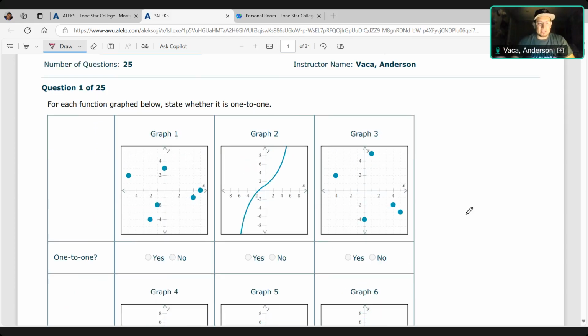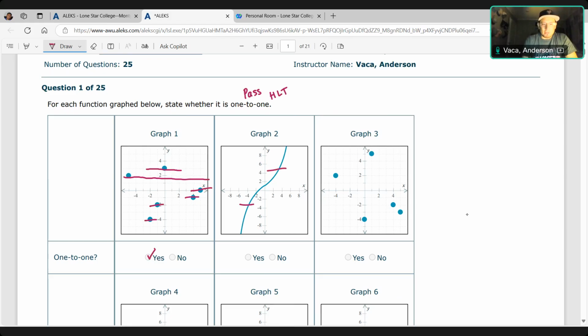It says for the first example, for each function graph below, state whether it is one-to-one. So if it is one-to-one, it needs to pass that horizontal line test. Let's see if I could do a good horizontal line here. That will be a good pass, good pass, good pass. Yes, this is a function and it is one-to-one.